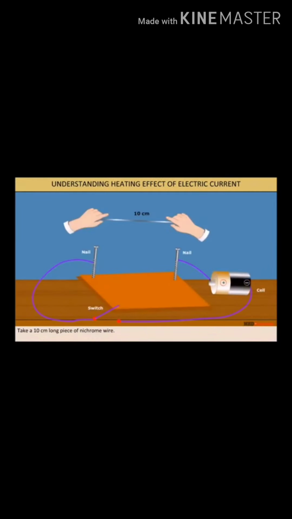Take a 10 centimeter long piece of nichrome wire. Tie it between the nails. Touch the wire. Now switch on the current in the circuit by moving the switch to the on position. After a few seconds, touch the wire. Do not hold it for a long time. Switch off the current and touch the wire again after a few minutes. We will observe that the wire becomes hot when an electric current passes through it. This is the heating effect of the electric current.